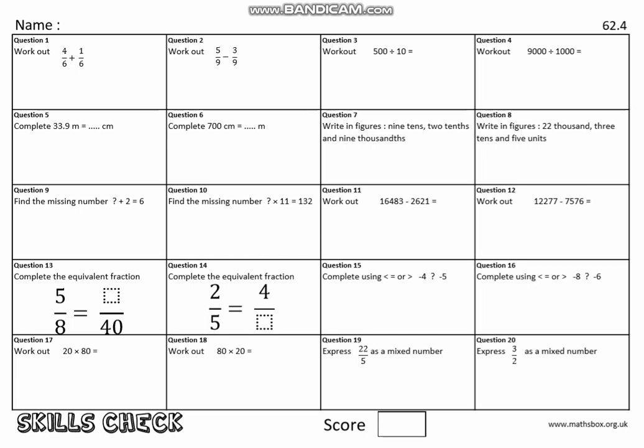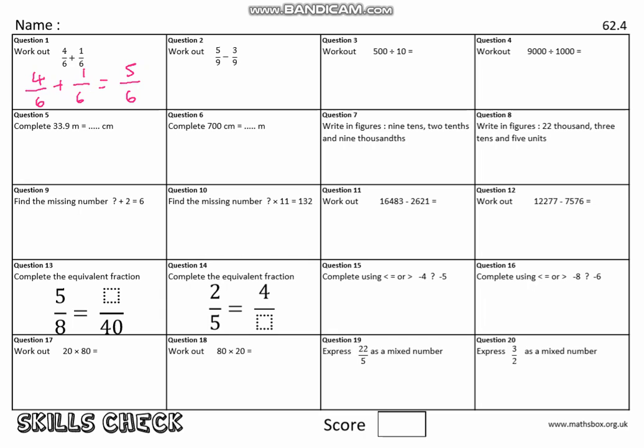Okay, so first one is just adding fractions. So luckily our denominator, the bottom number, is exactly the same. So all we've got to do is the sum on the top. So we've got 4 over 6 plus 1 over 6. 4 plus 1 is 5. So the answer is 5 over 6.